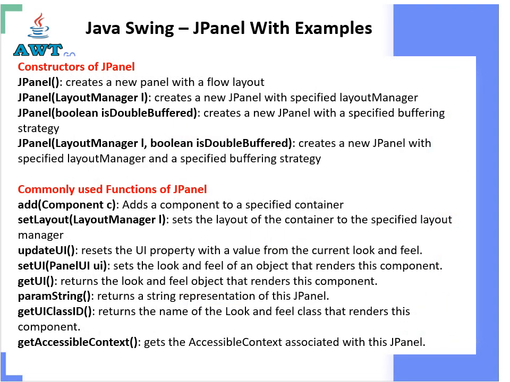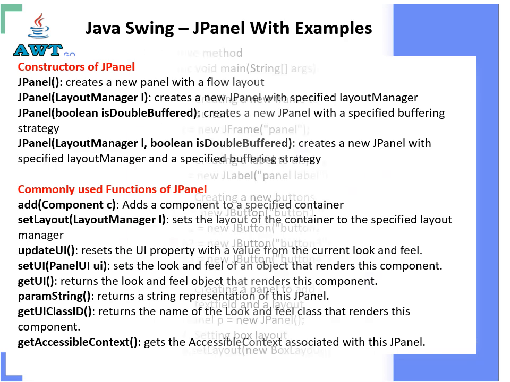Here some constructors are listed to create a JPanel with a flow layout and a specific layout manager. Some other commonly used functions of JPanel are also given. Add helps to add components to the specific container. SetLayout helps to set the layout of the container to the specific layout manager. UpdateUI, getUI and getAccessibleContext are some other commonly used functions of the JPanel.